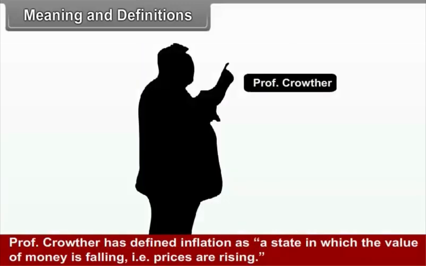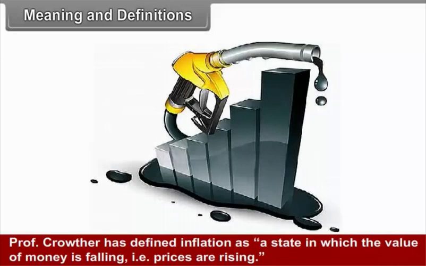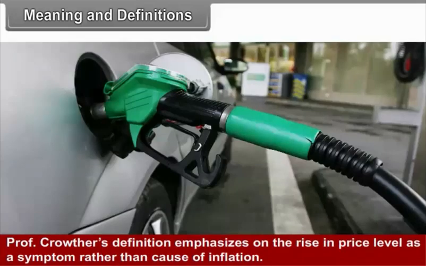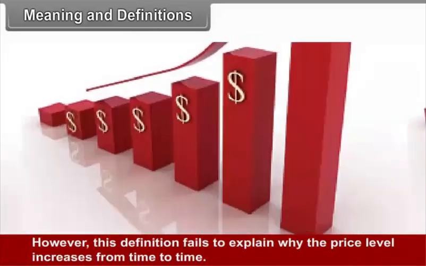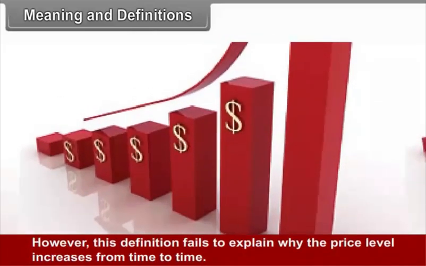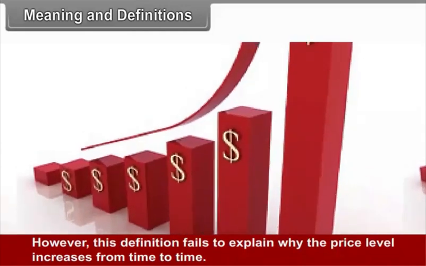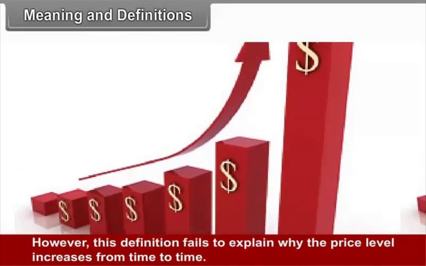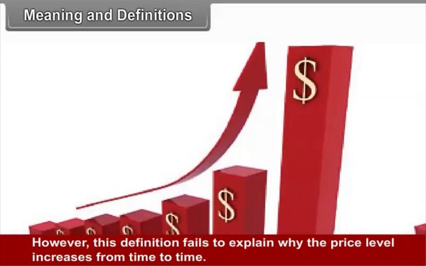Professor Crowther has defined inflation as a state in which the value of money is falling, that is, prices are rising. Professor Crowther's definition emphasizes on the rise in price level as a symptom rather than cause of inflation. However, this definition fails to explain why the price level increases from time to time.